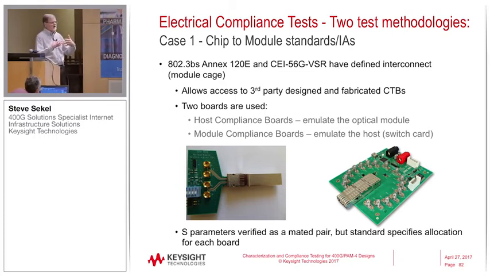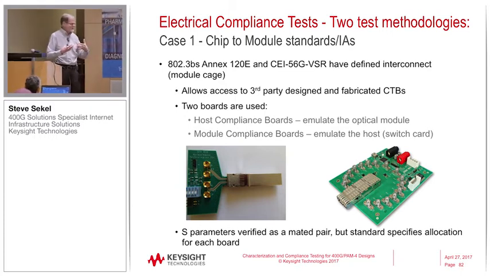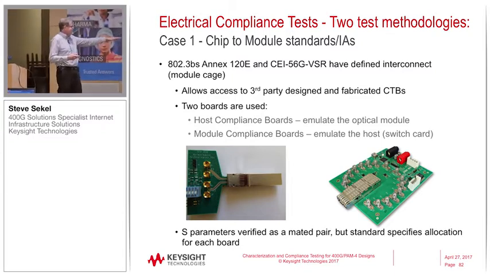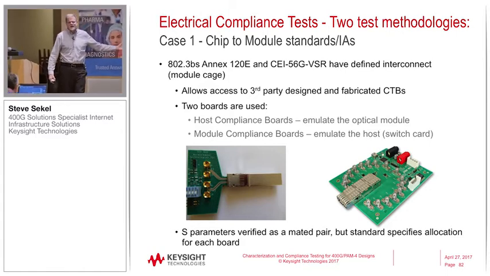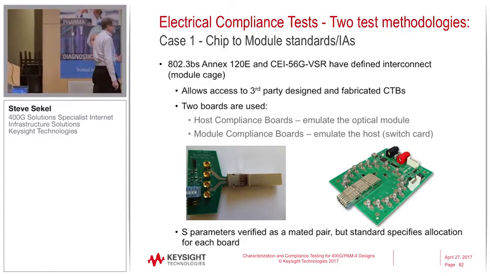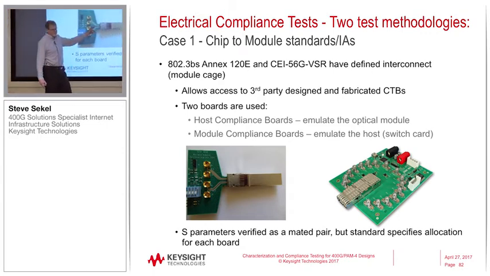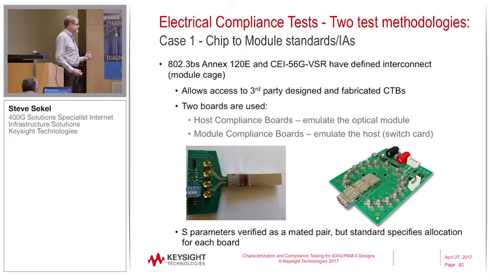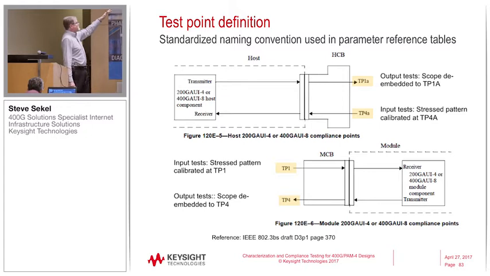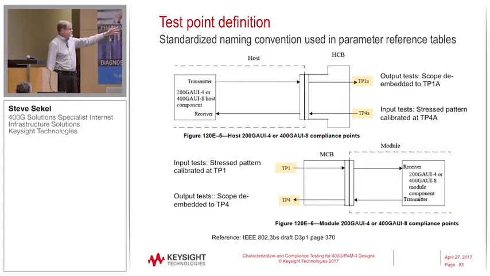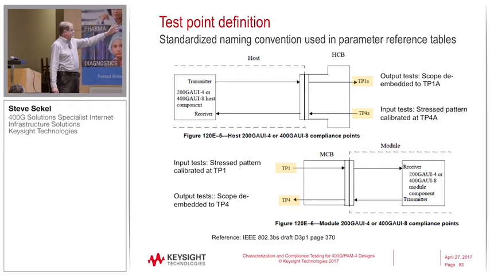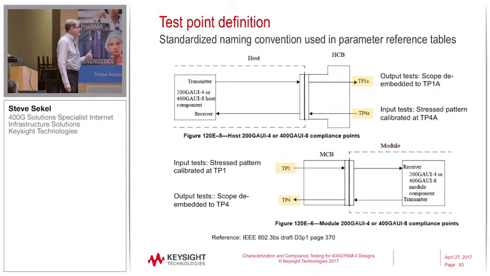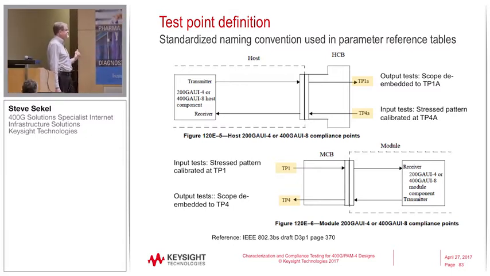And the S-parameters are given as a mated pair, okay, which makes it a little bit tough to do the validation. You've got a little bit of work to do. But the standard assumes an allocation for each board, and that's based on the fact that you actually have longer trace length in the module than you do in the host. So that assumption is made when they write the standards. So, okay, the test points are all defined. You'll see those all the time, TP1a or TP1, and the different standards have different numbers. You study those. It's usually in the early pages of the document, and you run with those all along.